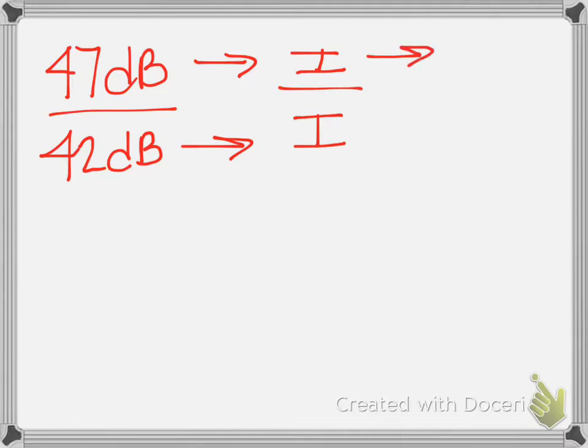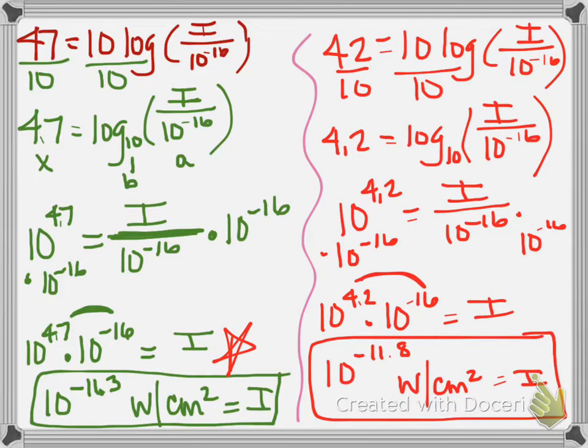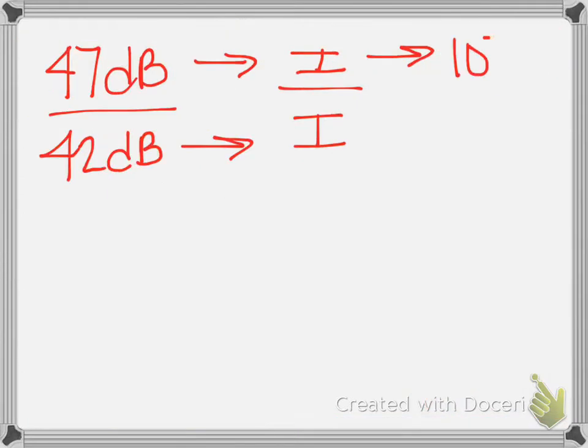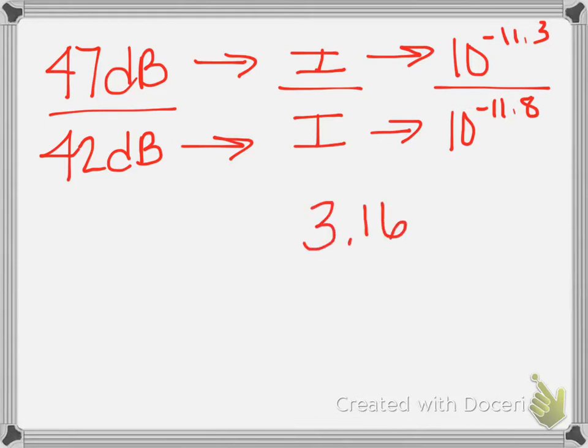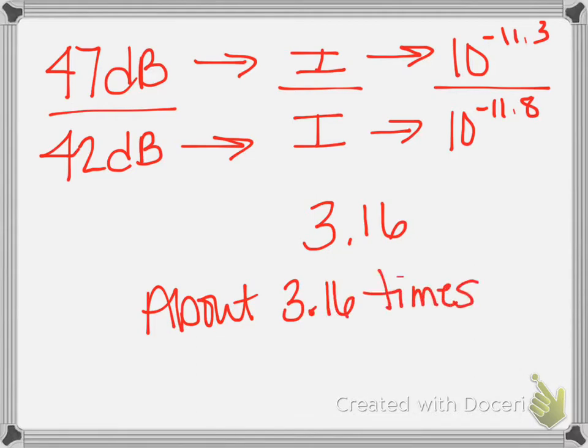So our intensity for the 47 decibels was 10 to the negative 11.3. This is 10 to the negative 11.3 power divided by, our other one was 10 to the negative 11.8. And when we do that division, here we get 3.16. So the 47 decibels is about 3.16 times more intense than the 42. Okay, so that's the last part of that problem.